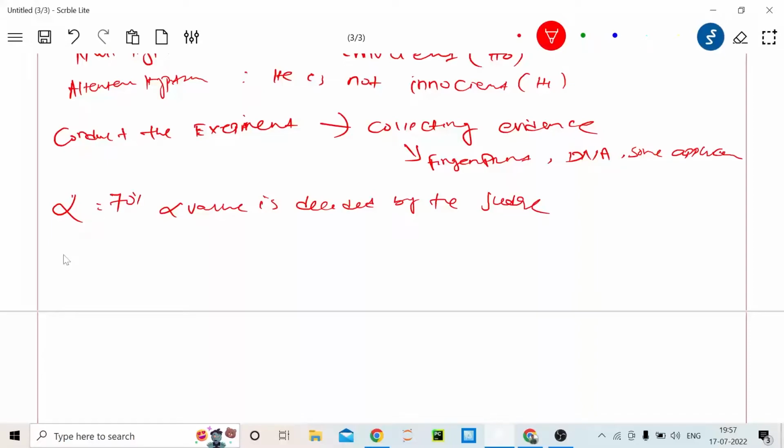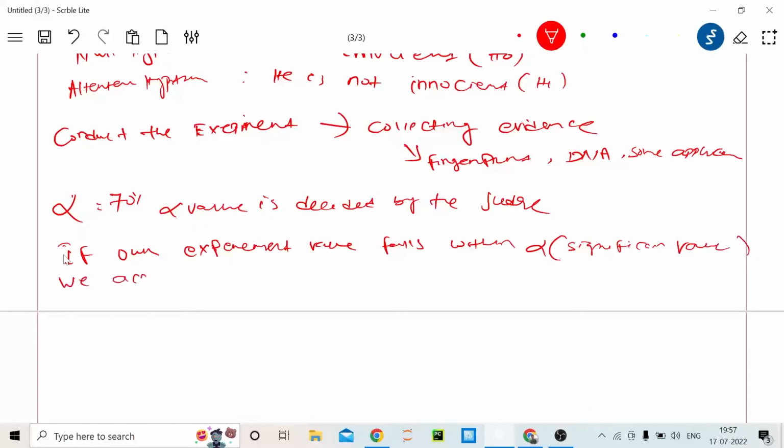Let's say the alpha value is 70%. That means if our experiment value falls within the alpha significance value, we reject the null hypothesis, otherwise we accept it.